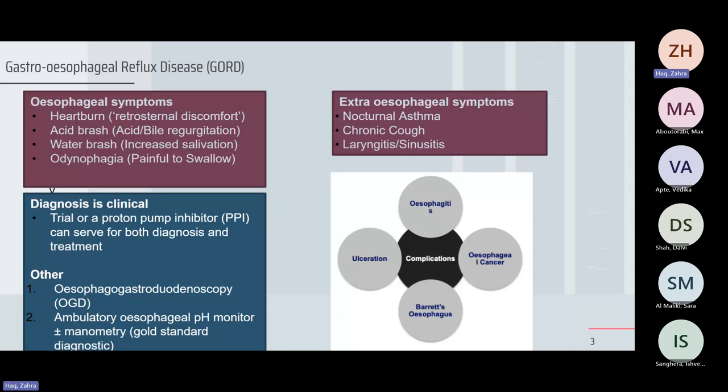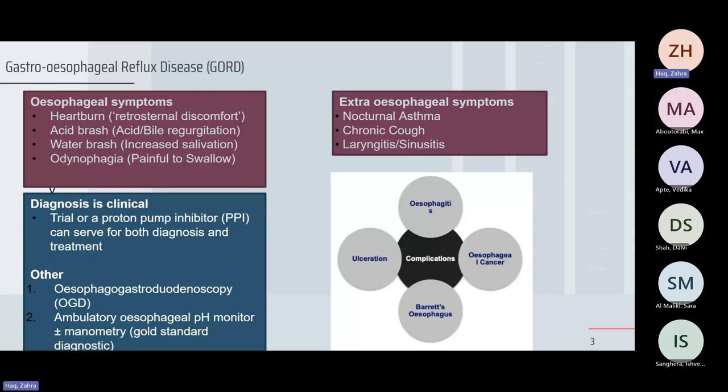We're going to start with GORD, or gastroesophageal reflux disease. This is basically when there's acid in the stomach that comes up into the esophagus and causes esophageal symptoms. The main symptom we try to elicit in a history is retrosternal discomfort or heartburn felt by most patients, as well as acid brash, which is acid regurgitation from the stomach up into the esophagus, and also water brash, which is salivation as a response to this acid coming up, and also odynophagia, which is pain when swallowing.